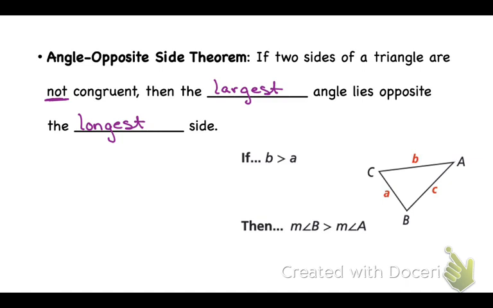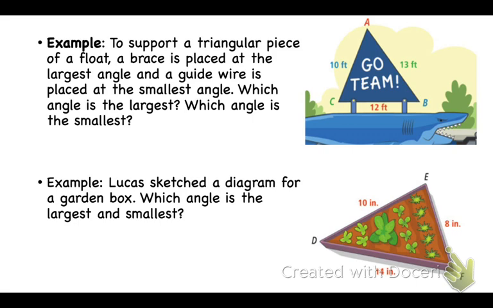So let's look at it in action. On a float, there's a triangular sign representing the fin. It's going to come down on here, and there are our measurements. We're going to have a brace at the largest angle, and we're going to have a guide wire at the smallest angle to hold that fin on there so it doesn't fall over and poke somebody's eye out. So we need to figure out the longest side. Oh, sorry, we're not sides, we're angles, yes?